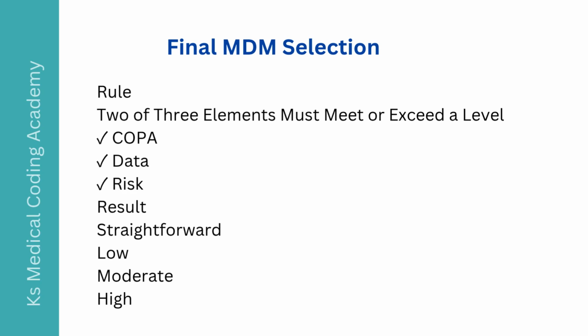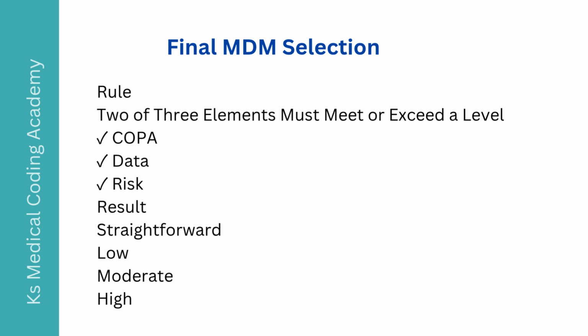Medical decision-making, or MDM, is one of the most important concepts in E/M coding. It helps determine the complexity of patient management and is commonly used to select E/M service levels. MDM is based on 3 elements: the problems addressed, the data reviewed, and the level of risk involved in patient management. The first MDM element is the number and complexity of problems addressed, often called COPA.